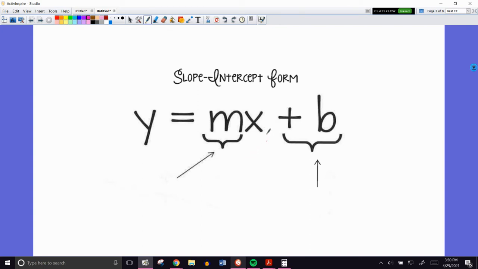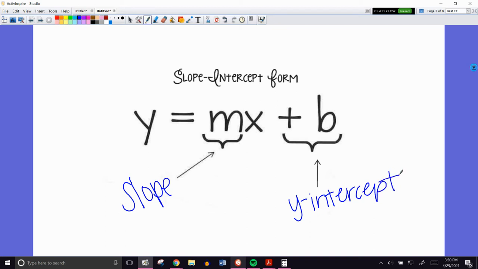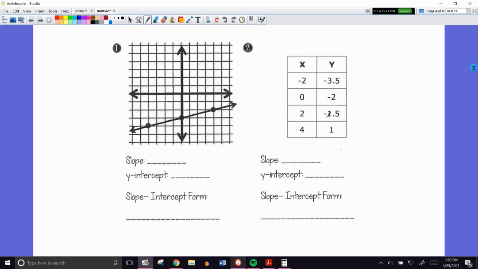Now, on our formula charts, it does say slope-intercept form, and it gives us this equation, y equals mx plus b. And if we look at the problems we just did, we noticed that m was our slope and b was our y-intercept. Okay? So we're going to use this equation throughout the rest of this foldable.